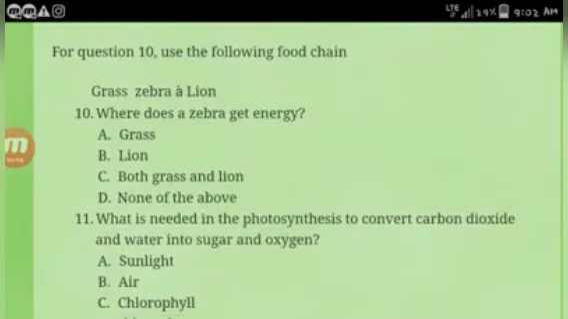Next one, for question 10, we're going to, this one, grass has an arrow towards zebra, and zebra has an arrow towards lion.